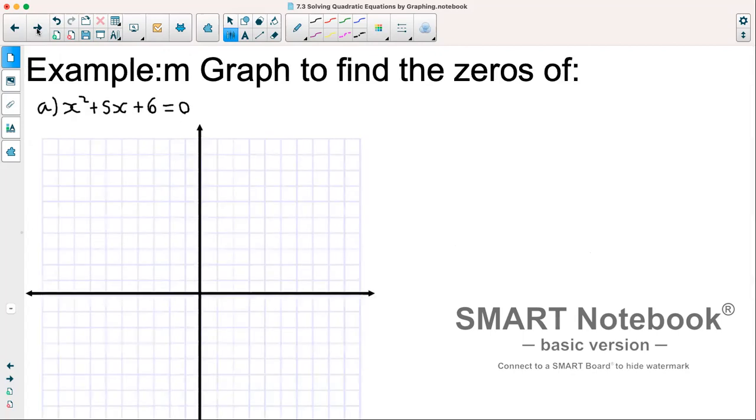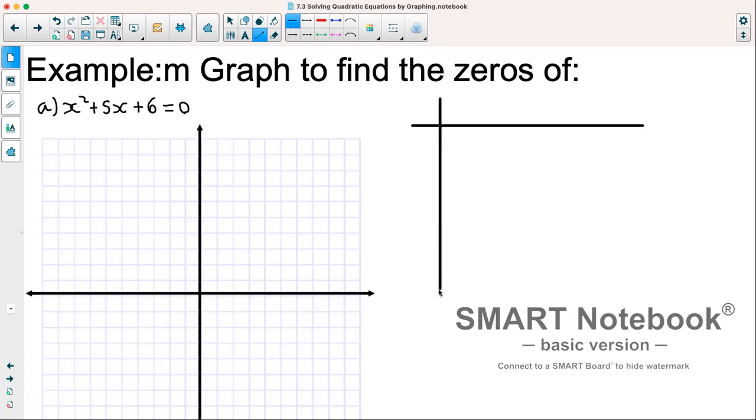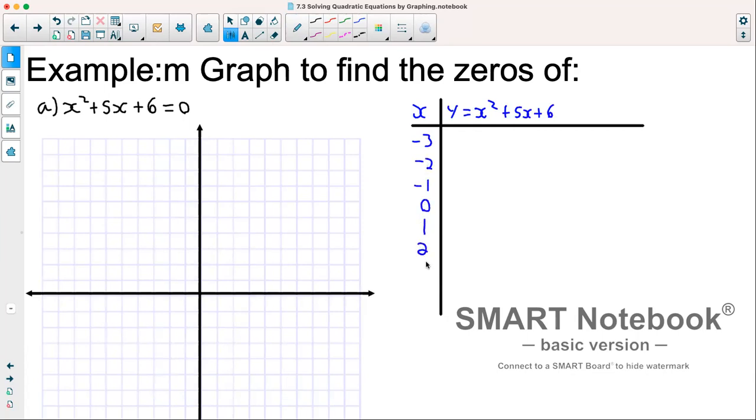So for example, we want to solve for zeros for x squared plus 5x plus 6 equals 0. We're going to graph that and find our zeros from our graph. So I've got x, I've got y is equal to x squared plus 5x plus 6. I'll start with -3, go to +3. If needed, we'll change these up a bit.